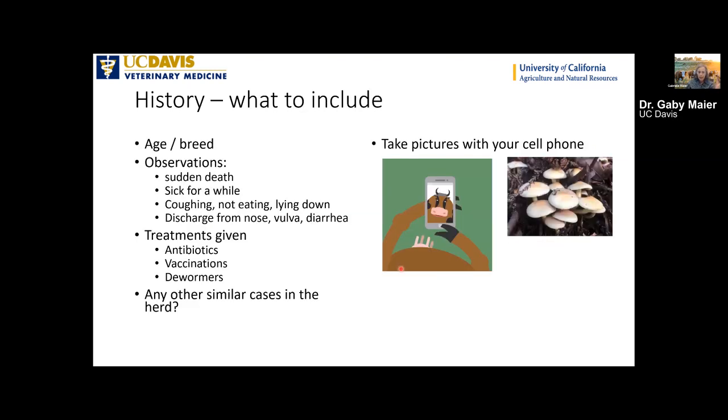So you can leave a message, but within 2 hours, you should expect a call back. When you submit, a good history is really important. When you submit a carcass and the entire history was that it was sick for 2 days and then died, that's not too helpful. So you really want to include as much detail as possible, because every little thing can be a clue and can be important in coming to a diagnosis. Was it a sudden death, or was the animal sick for a while? Was it coughing? Was it not eating?